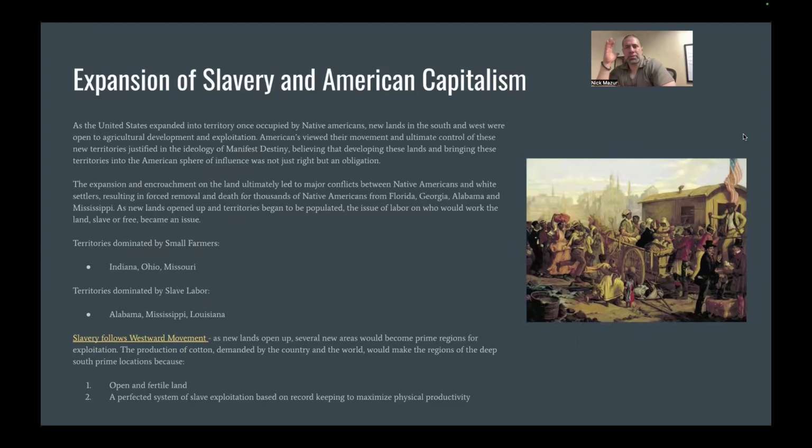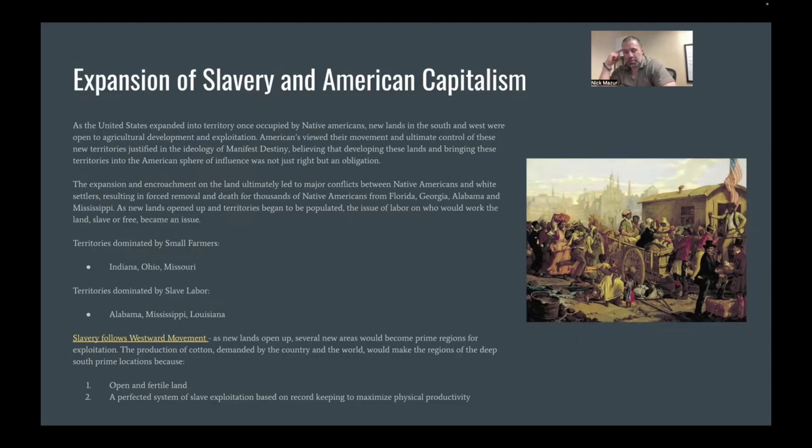But what I want you to understand is why slavery expands the way that it does, right? In particular, how slavery was the catalyst of our system of economics, our capitalist system of economics in this country.